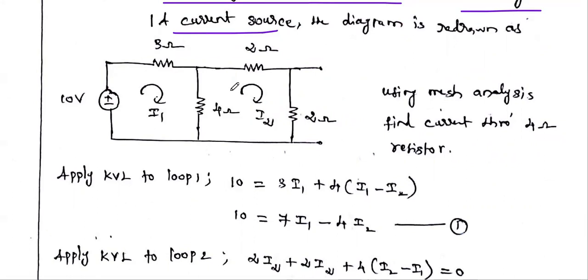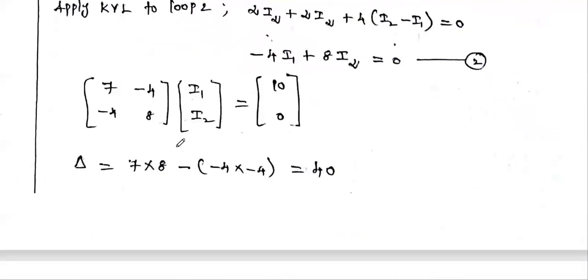So you follow the mesh analysis procedure. What is it? You find how many meshes there are. Only two meshes: this is mesh 1 and mesh 2. Let us consider the current flowing in the first mesh as I1 and the current flowing in the second mesh as I2. Then you write KVL for the first loop and KVL for the second loop. Otherwise, using the inspection method, you may write the matrix directly.